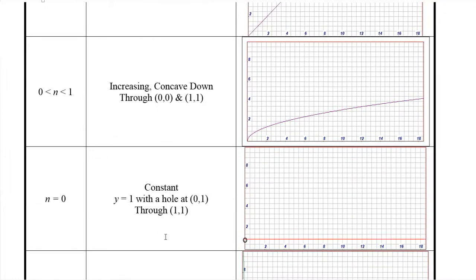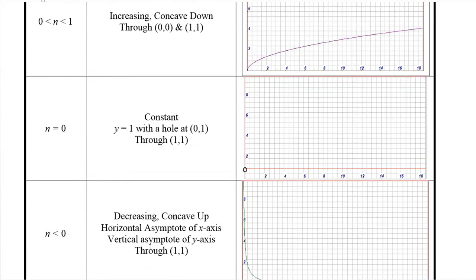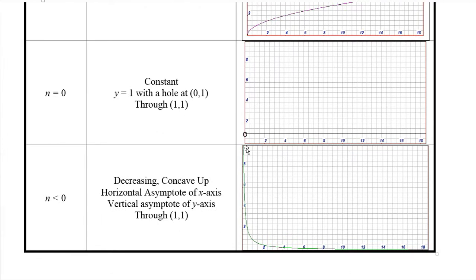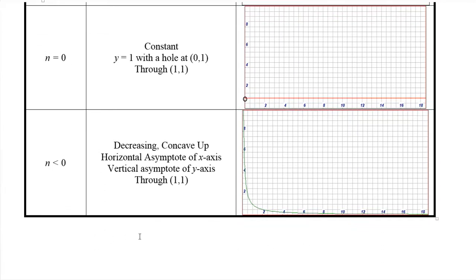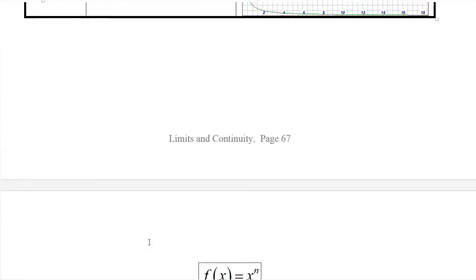When the power is 0, it's a horizontal line with a hole in it, so it's constant in the first quadrant. If the power is negative, they all look basically the same in the first quadrant. They have asymptotes here, vertical and horizontal, of both axes. It does go through (1, 1), but it doesn't go through 0 on the x or y axis, either one. So it has a limit as x goes out here of 0, and the limit as x approaches 0 from the right is positive infinity.